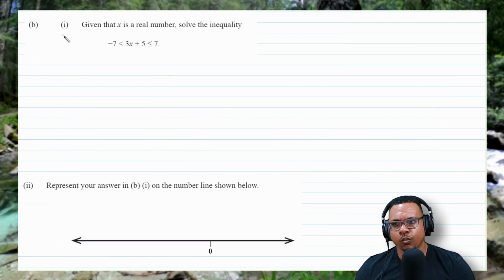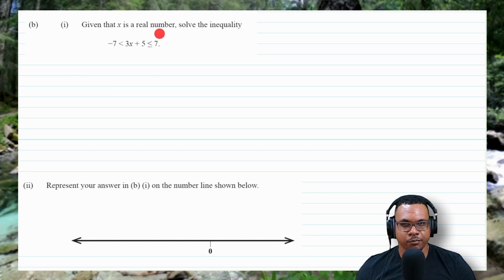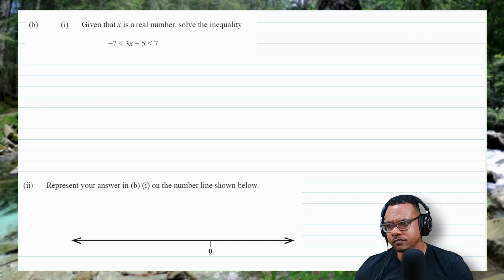Now moving on to part B1, we have given that x is a real number, solve this inequality. So we have 3x plus 5 is greater than negative 7, and then 3x plus 5 is less than or equal to 7. So I can write that as 3x plus 5 is greater than negative 7. That is this part here, see, the big side by the 3x plus 5. So 3x plus 5 greater than negative 7. So that's what I wrote here.